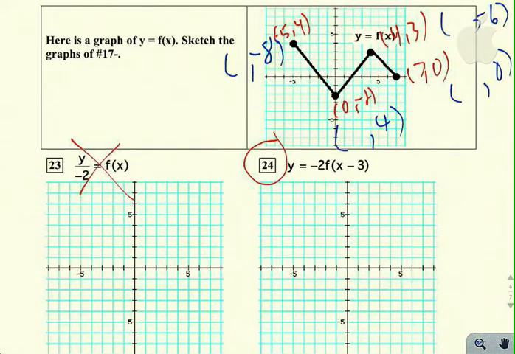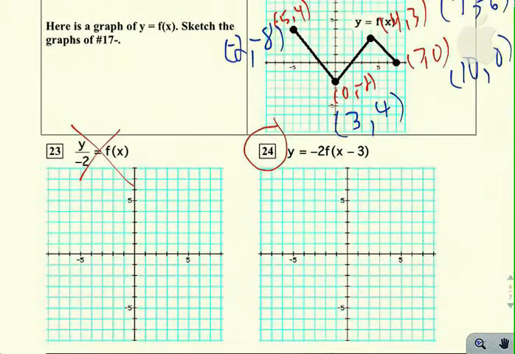Now for the x's, they're all going to increase by 3. So -5, 4, that would become -2, -8. And for 0, -2, that would be now 3, 4. And for 4, 3, that would now be 7, -6. And for 7, 0, that would be 10, 0.